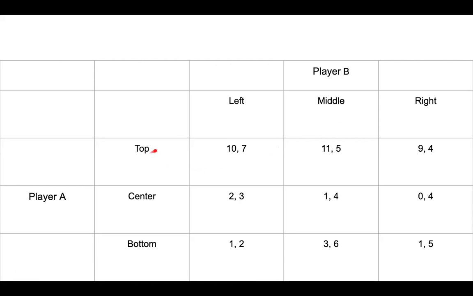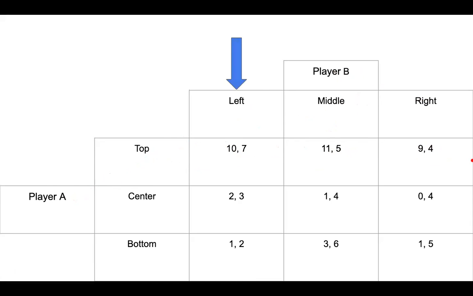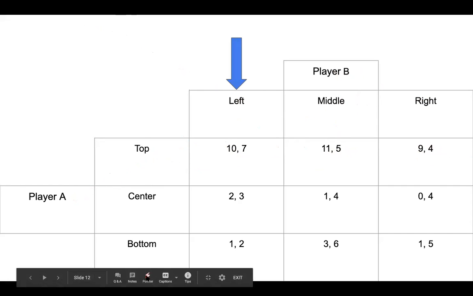Player A goes top, player B goes left, 10-7. Player A goes top, player B goes middle, 11-5. Player B goes right, player A goes top, 9-4, et cetera, et cetera. So let's look at this. Suppose player A is going to do a little thought experiment. Suppose he magically knows that player B is going to go left. Which option should player A go for?